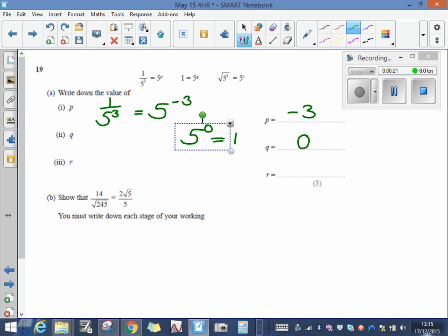And lastly, you should know that if you have a square root and a power, you can write it as a fractional power, where the bottom of the fraction is the type of root and the top of the fraction is the type of power. So 5 to the power 3 over 2 is the same as the square root of 5 cubed, so r is the same as 3 over 2.